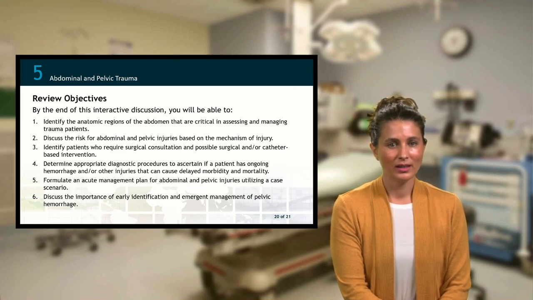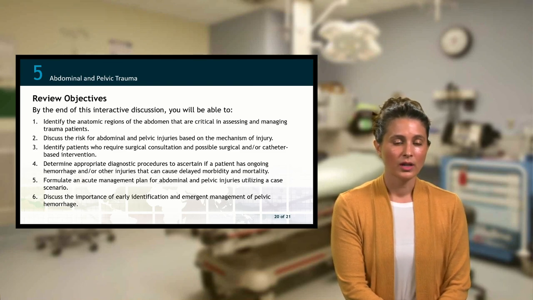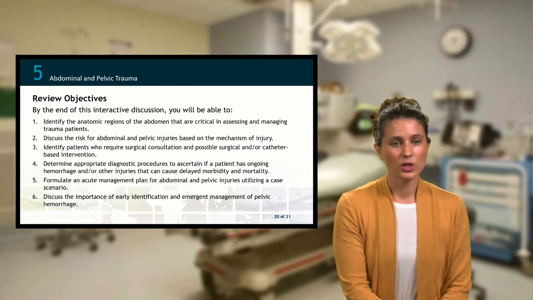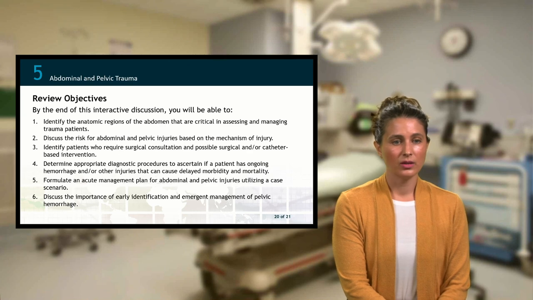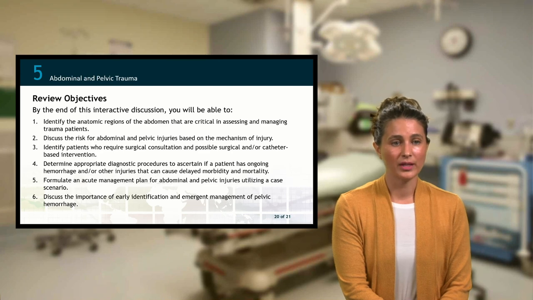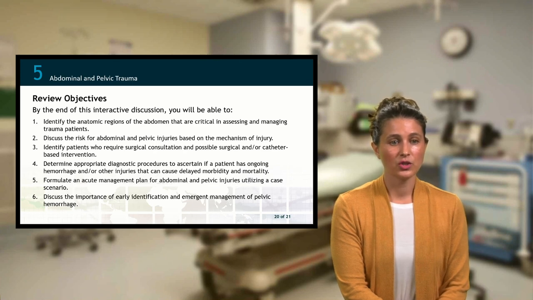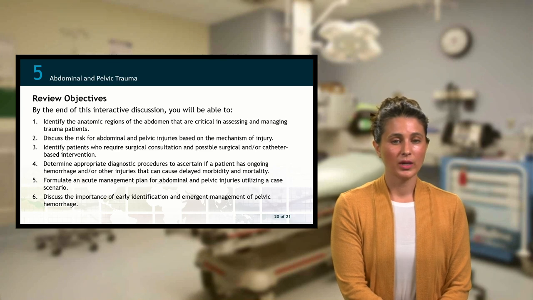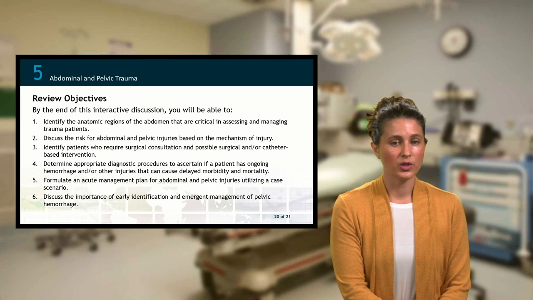So I hope that after this lecture, you're able to identify the anatomic regions of the abdomen and pelvis that are critical in assessing and managing trauma patients, discuss the risk for injuries based on the mechanism, and which organs and structures are likely to be injured depending on what the mechanism is. Identify patients who require surgical consultation and possible surgical or catheter-based intervention. Determine appropriate diagnostic procedures to ascertain if a patient has ongoing hemorrhage and or other injuries that can cause delayed morbidity and mortality. Formulate an acute management plan for abdominal and pelvic injuries utilizing a case scenario, and discuss the importance of early identification and emergent management of pelvic hemorrhage.